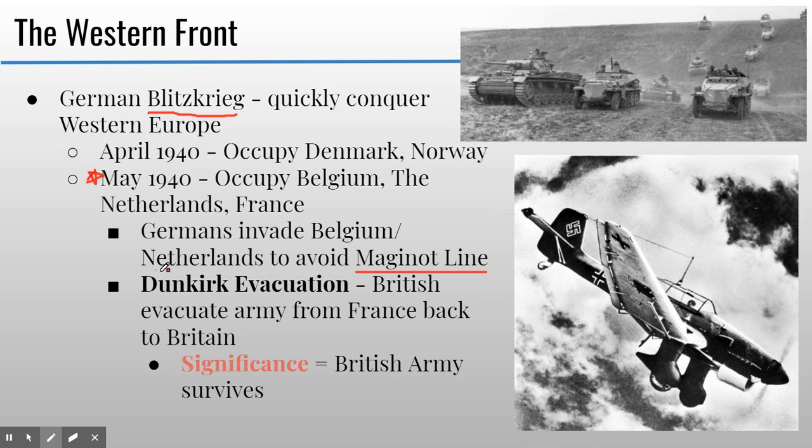The British army falls back to this little port on the coast called Dunkirk, and they're able to evacuate their army from France back to Britain. The importance of this is that the British army isn't captured and destroyed over in France, so it's able to escape across the English Channel back to Britain so it can defend its homeland.